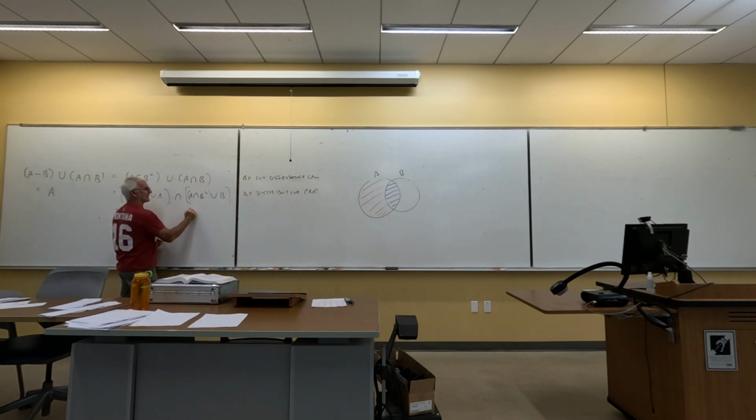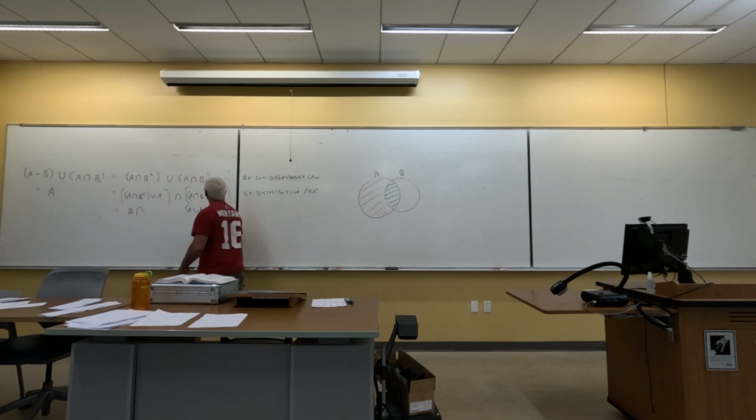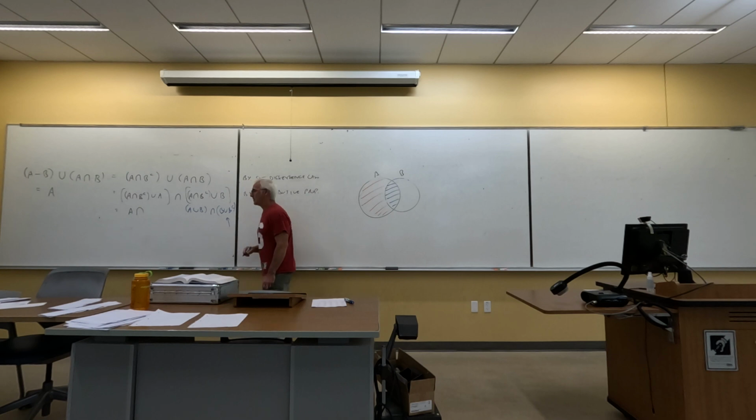Distribute. It would be A union B, intersect, did I say that right? Yeah. A union B, intersect B union B complement. It's just that's the universal set, which is why you're back to here.